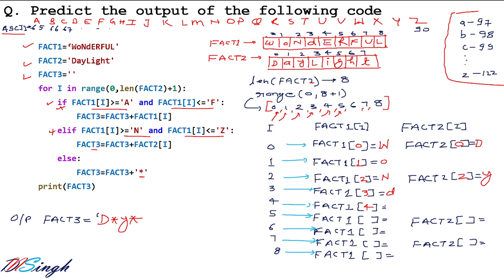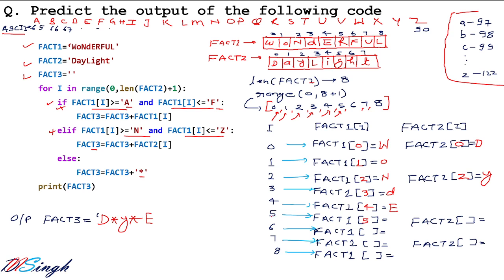Next iteration, I value will be 4. And what is the value at fact 1 of 4? That is capital E. Capital E is greater than A, yes. It is less than F, yes. So here it is in the if, it satisfies both the conditions. So fact 1 of I will be concatenated to fact 3. What is at fact 1 of 4? That is capital E itself. So that will be concatenated.